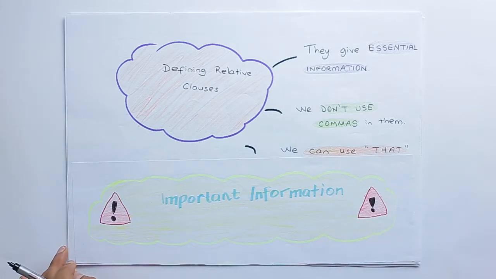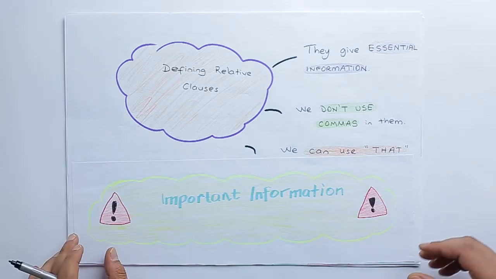Defining relative clauses. What are these ones? Yes. Defining relative clauses give essential information. We do not use commas between these clauses. We can use that. These are the most important things that you are supposed to know about defining relative clauses, my lovely students.